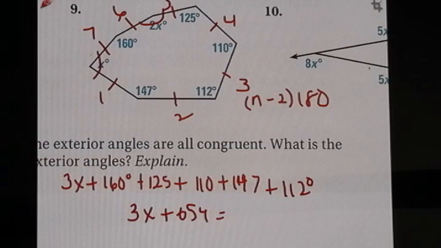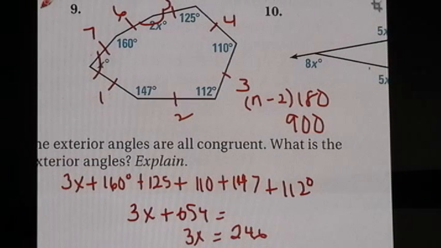Okay, so there are 7 sides. That means 5 times 180 equals 900. And 900 minus 654 is 246. Divide both sides by 3, and you get x is 82. And that looks about like 82 degrees. This was not the one they made a mistake on. There is one in the book where they made a mistake, though.